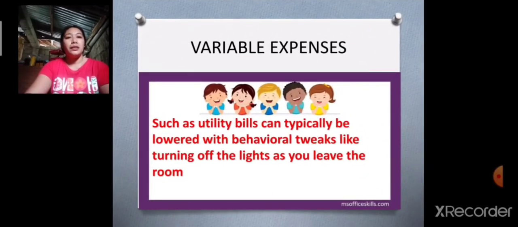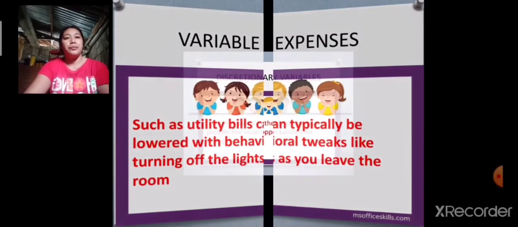Variable expenses, such as utility bills, can typically be lowered with behavioral tweaks like turning off the lights as you leave the room. Variable expenses, ito yung nagbabago kapag nagtipid ka, like turning off the lights, not frequently using the aircons and washing machine, limiting in buying things which are not important.